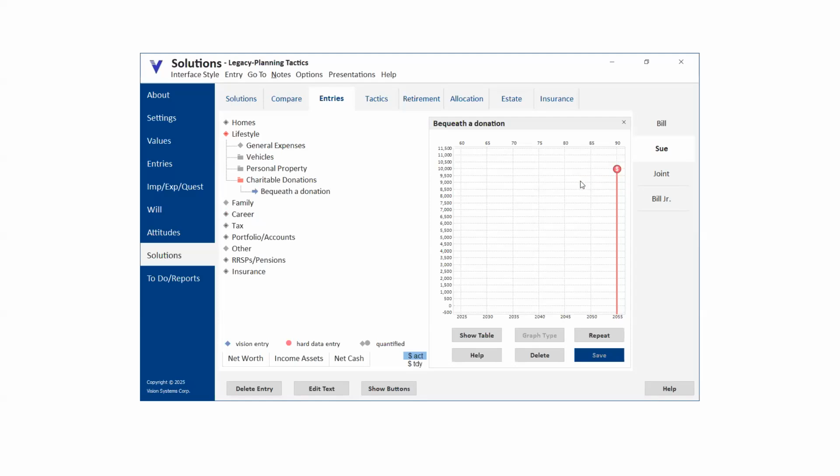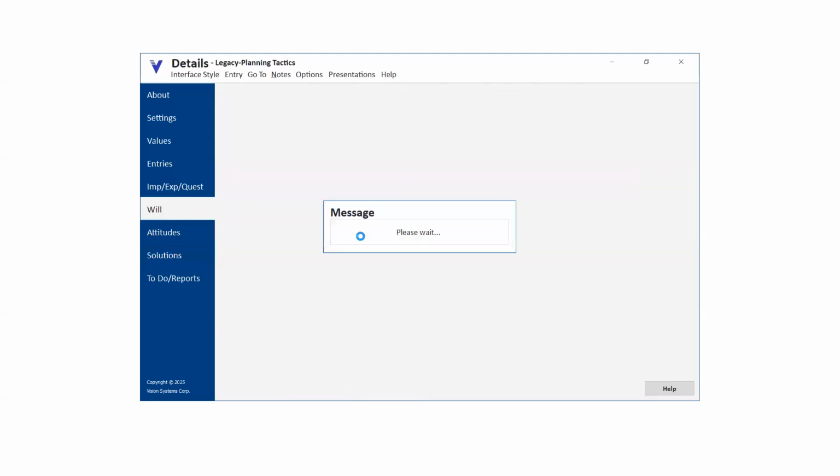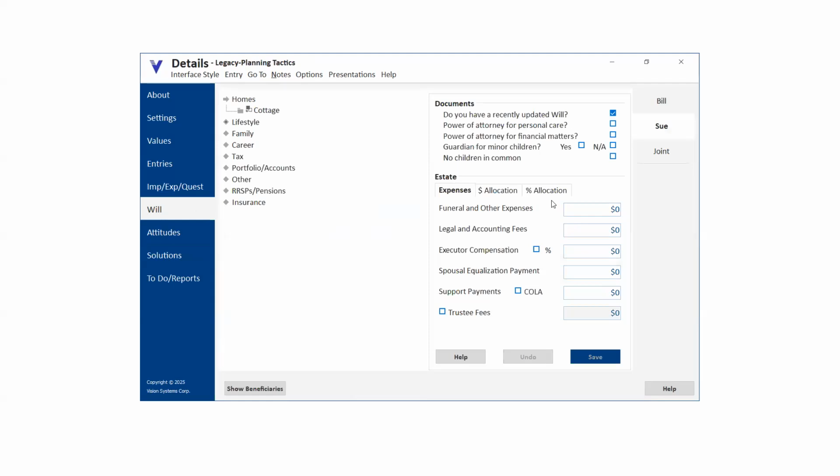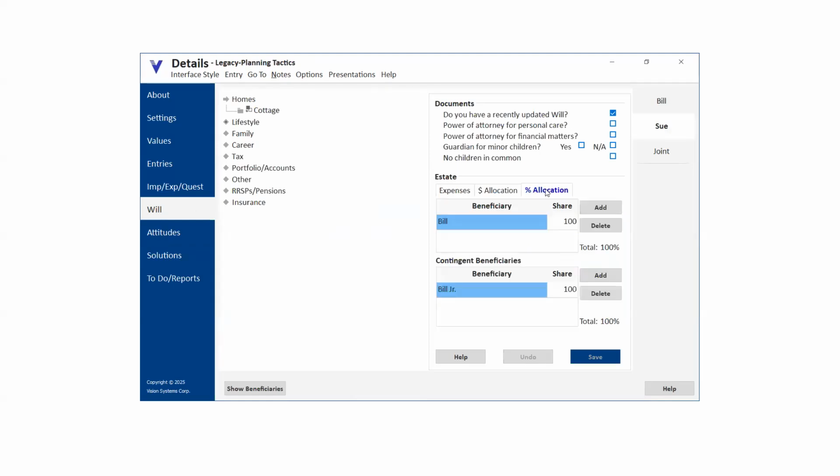And it doesn't matter if you change life expectancies because you're experimenting. The charitable bequest will always shift so that it's her life expectancy year. One of the other things that might happen is if we go to the will tab, she might, for example, wish to donate a percentage of her estate. So the charitable bequest is actually a specific dollar amount she has in mind, whereas a percent allocation is whatever the residue of the estate is, donate a certain amount.